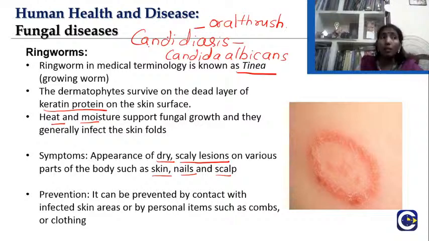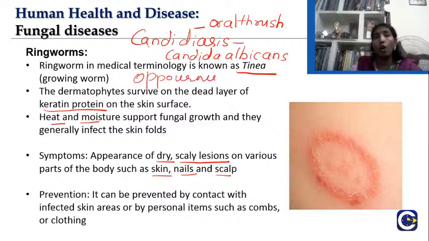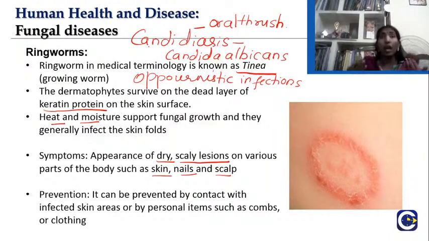So what collectively we give the name, we call that as opportunistic infections. So what are opportunistic infections? The infections that occur in a person when his immune system is weakened. So he is giving a way for all the infections to affect him.